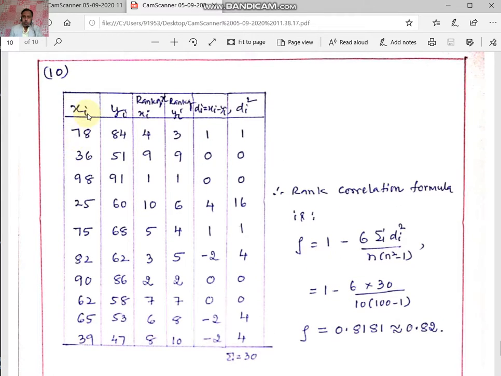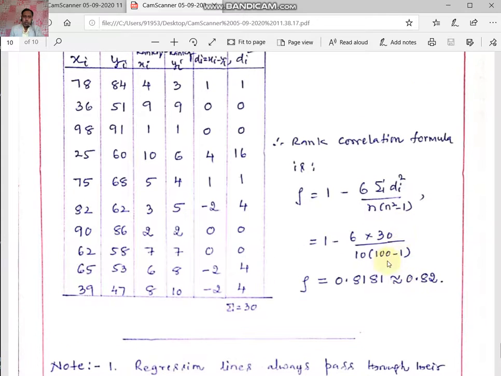When two subjects' marks have been given, called x subject, y subject and their corresponding marks, we have to assign corresponding ranks and then take the difference and also their corresponding squares, and substitute in the formula, which gives the rank correlation. This is how we can find the rank correlation of the given data.